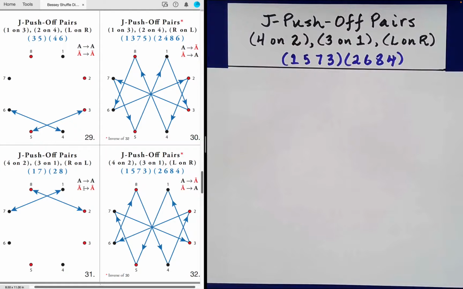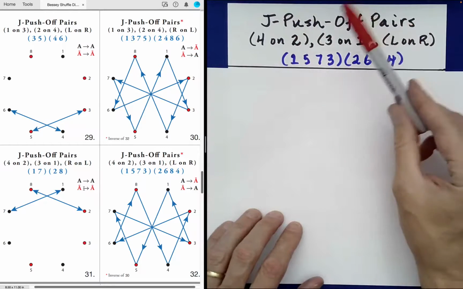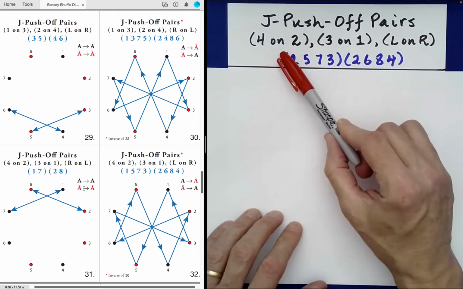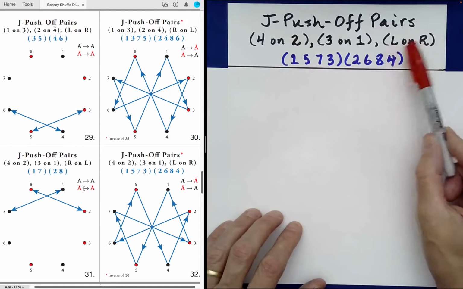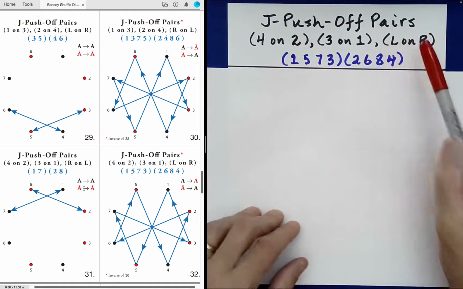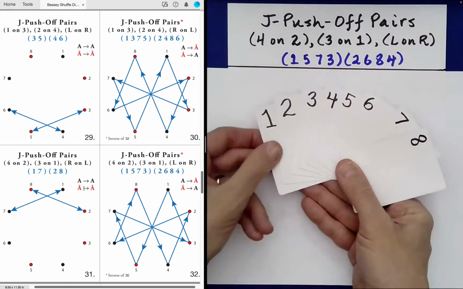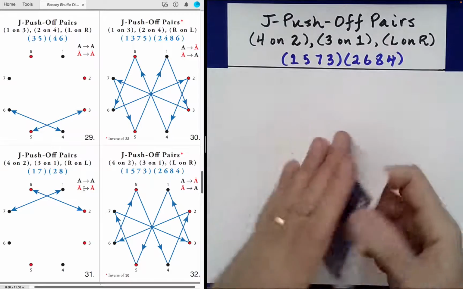Our fourth and final shuffle for today is also a judicious push-off pairs with the stacking similar to the previous shuffle, Shuffle 31, except that the final two piles will be stacked with the left pile on top of the right. So let's go ahead and illustrate that and derive the permutation associated with this shuffle. We begin with our ordered packet 1 through 8, and we perform the shuffle.